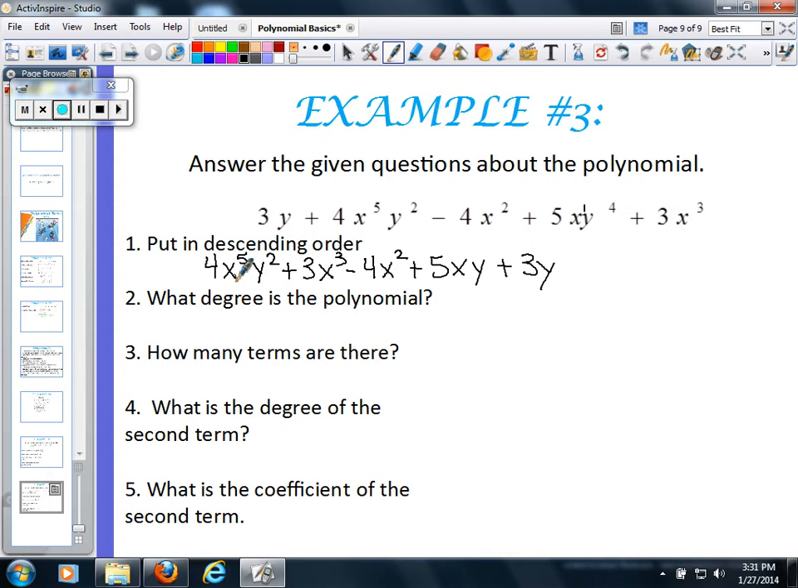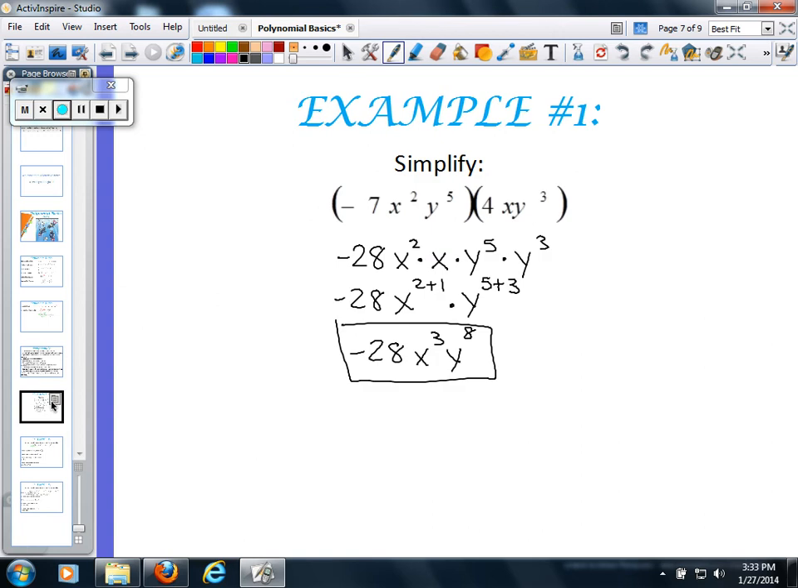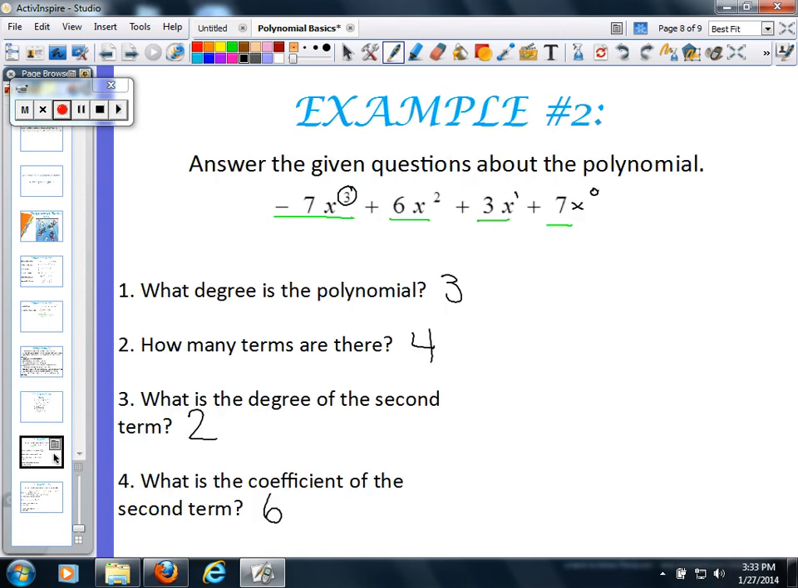So now I'm going to look at this rewritten polynomial here, and I'm going to answer the rest of my questions. What is the degree of the polynomial? For the degree of the polynomial now, it is going to be just slightly different than the last one. The degree of the polynomial here is going to be based on the highest one. It was based on just the x in the last one because there was only an x there.